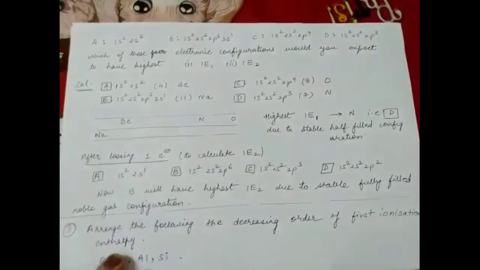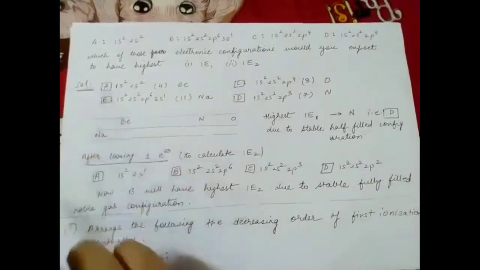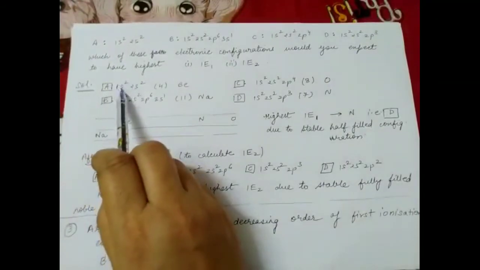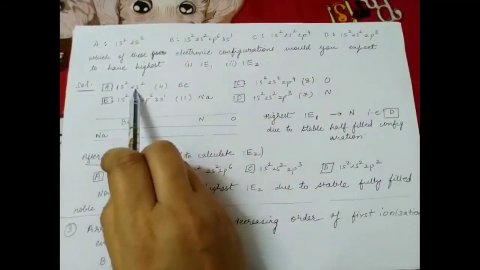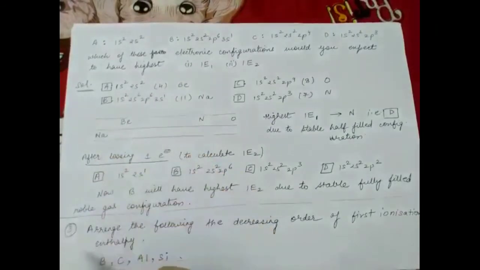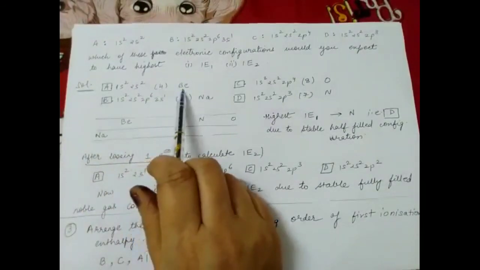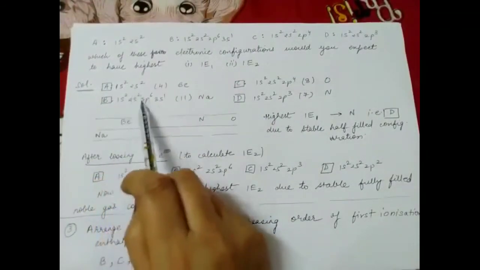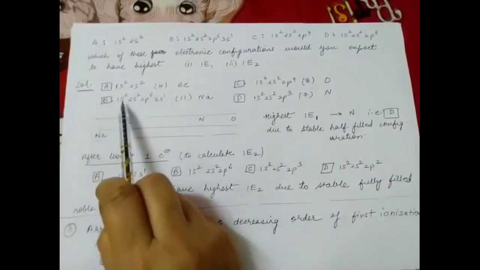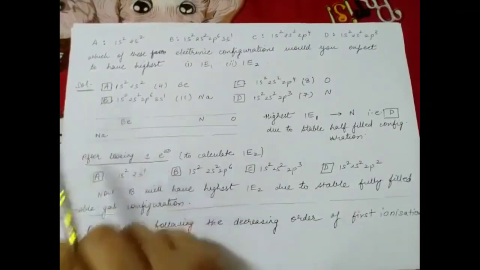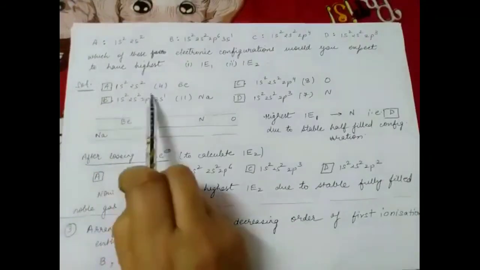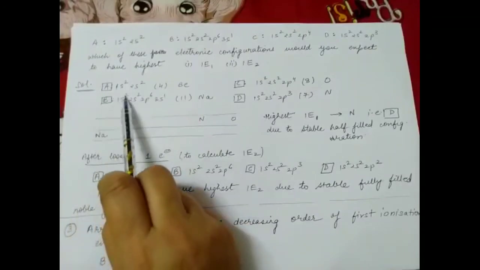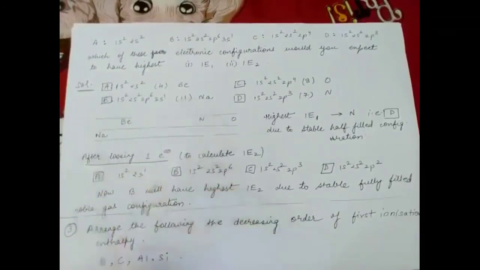Now this is the solution. The first element is A, 1s2, 2s2. That means 2 electrons are present in the 1s orbital and 2 electrons are present in the 2s orbital. So the atomic number should be 4, and atomic number 4 means this element is beryllium. The element B is 1s2, 2s2, 2p6 and 3s1. So how many electrons in total? 2 electrons in 1s, 2 in 2s, 6 in 2p. These are fully filled, and 1 electron is present in 3s. So 2, 4, 10 and 11. So 11, it is sodium.